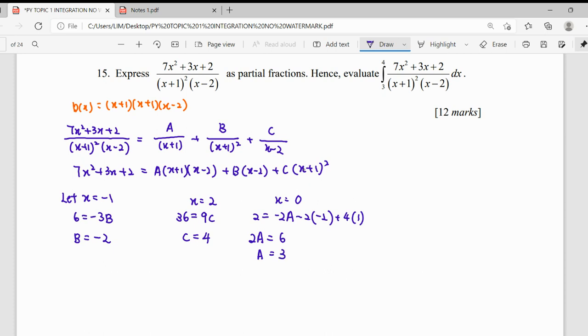So A will be 3. So our last step, substitute our ABC. A is 3, B is negative 2, so this negative have to take out, negative 2, C is 4. Okay, so finally we managed to express it in partial fraction. That will be our first part of the questions.